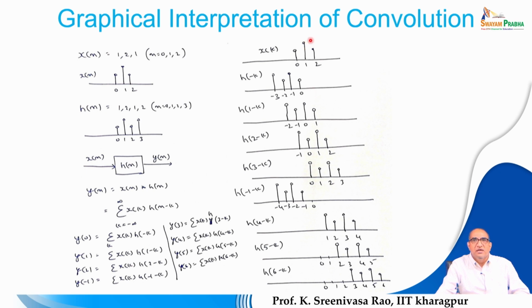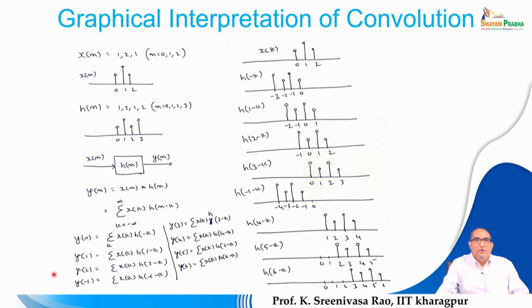So these two samples will result in a product of 0, and similarly these 3 samples will result in a product of 0. Therefore, x of k and h of minus k over a summation gives you the value 1, because this multiplied by this is unity magnitude, this also unity magnitude. So 1 into 1 will be 1.